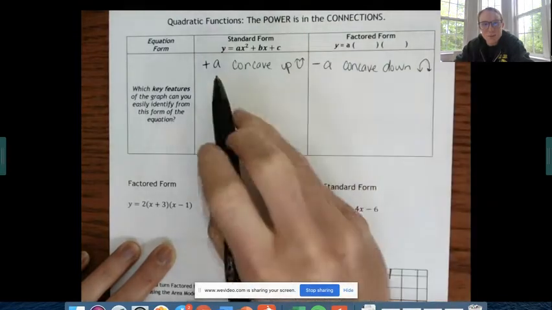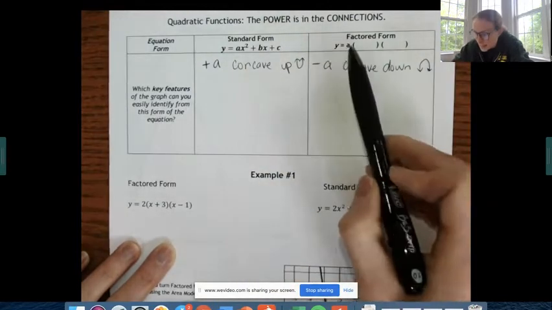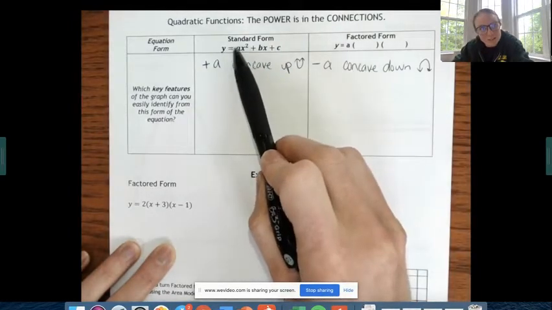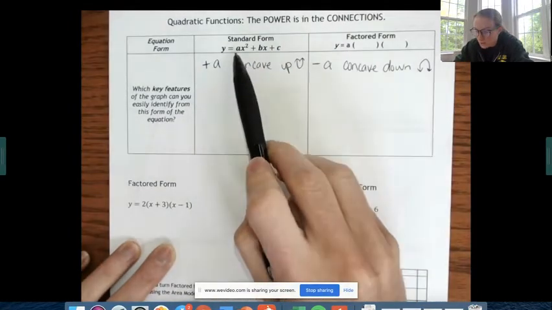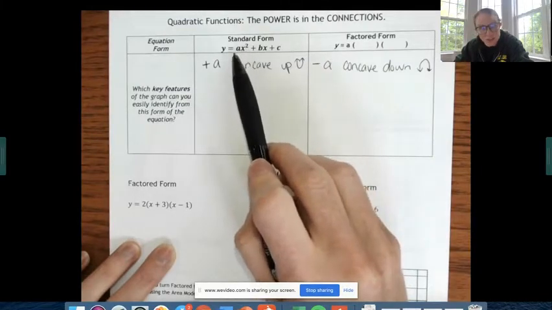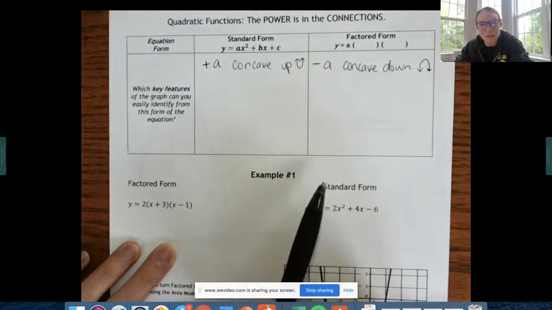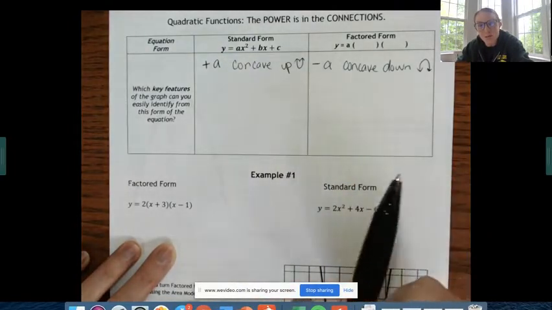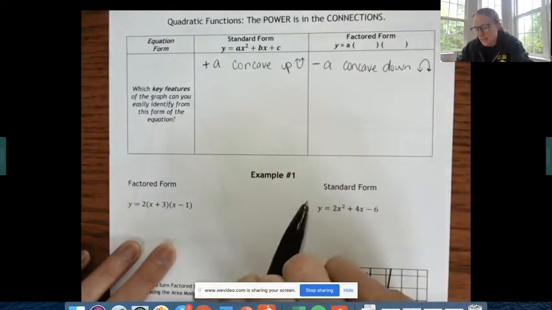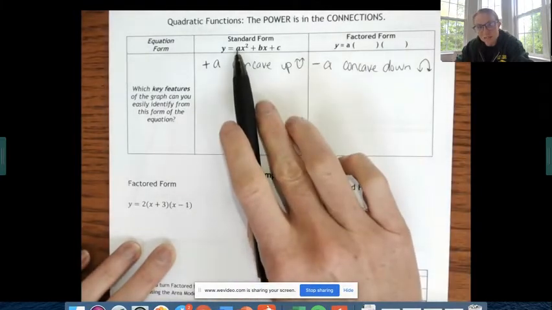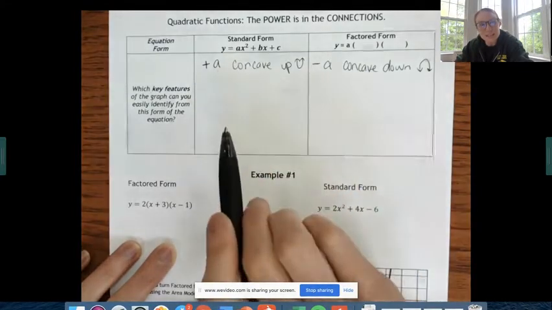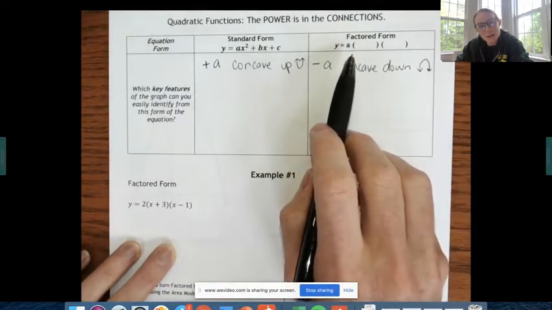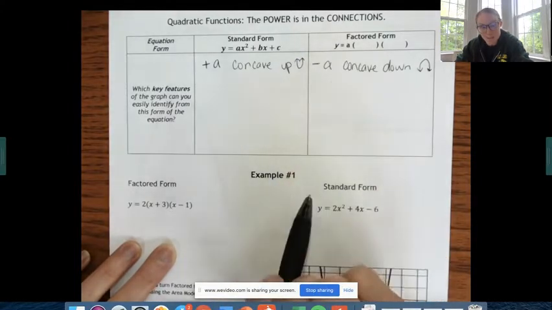All right, so a positive A or a negative A, and this A is going to be out front of factored form. It's also going to be out front of standard form. It's going to be multiplied to the x squared, that leading coefficient. We also said that that A value is going to make it narrow or make it wide. We'll get more into that later. But if that A value is bigger than 1, you're going to have a really narrow parabola. And if that A value is less than 1, then you're going to have a wide parabola.